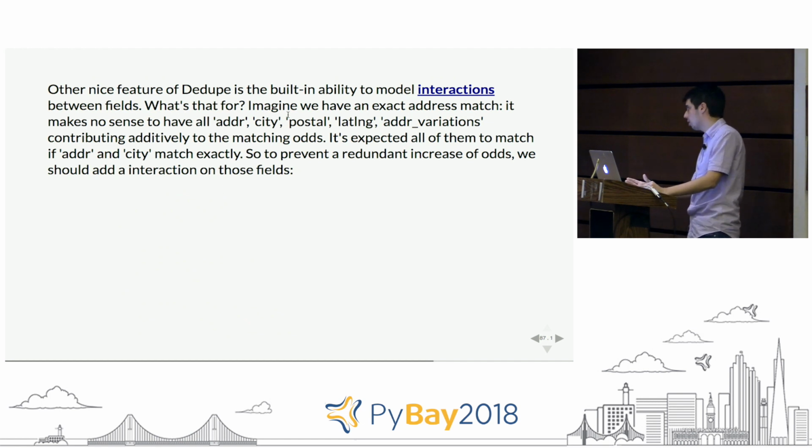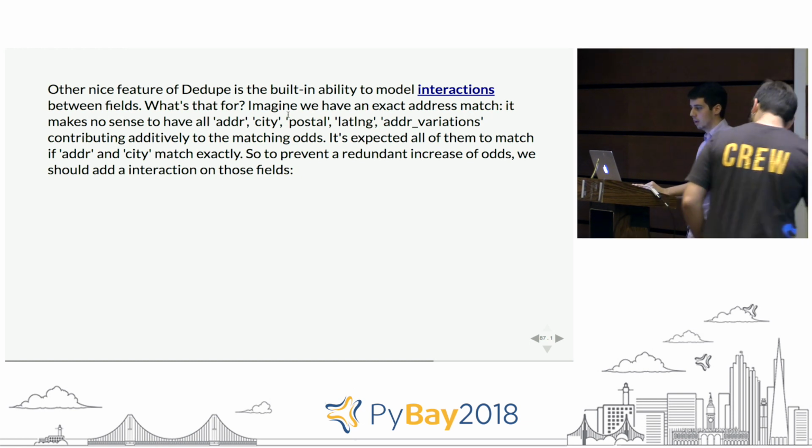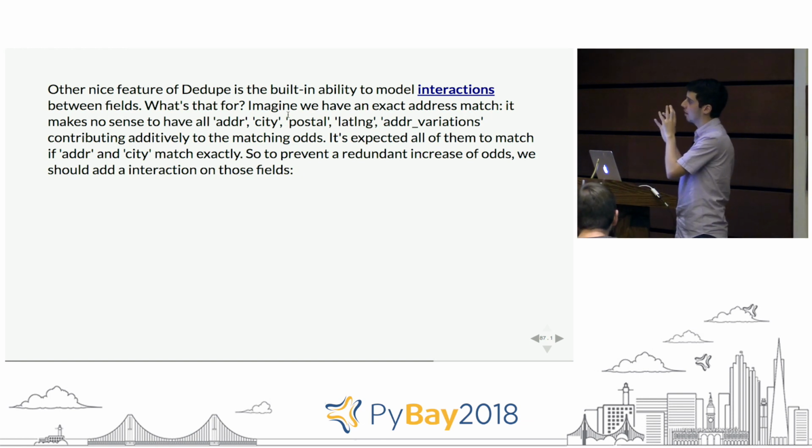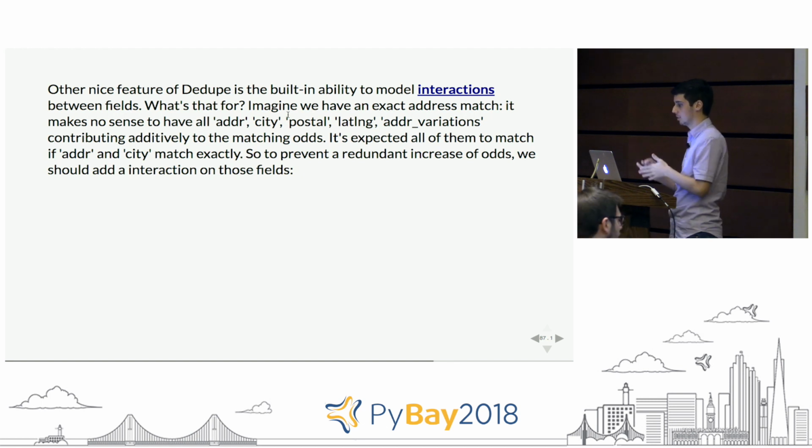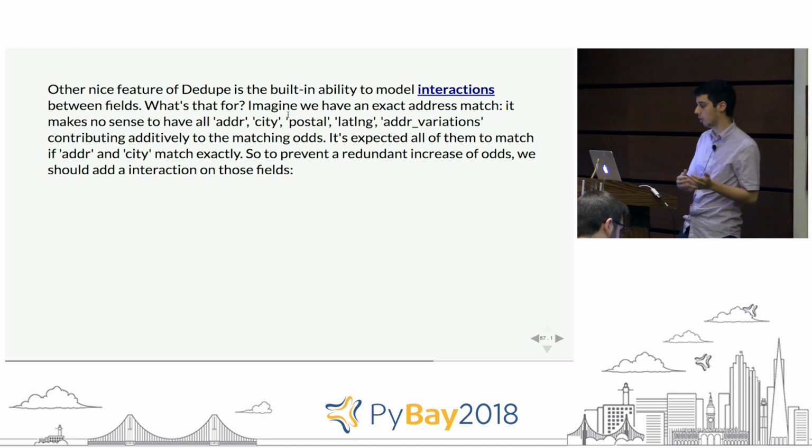Okay, another nice feature of dedupe is the ability to model interactions between fields. What's that for? Imagine if we have an exact address match, an exact match for city and address. It makes no sense to have address, city, postal, latitude, longitude, and address variation all of them contributing additively to the matching odds. It's expected all of them to match if address and city match exactly. So to prevent a redundant increase of odds, we should add an interaction between those fields.